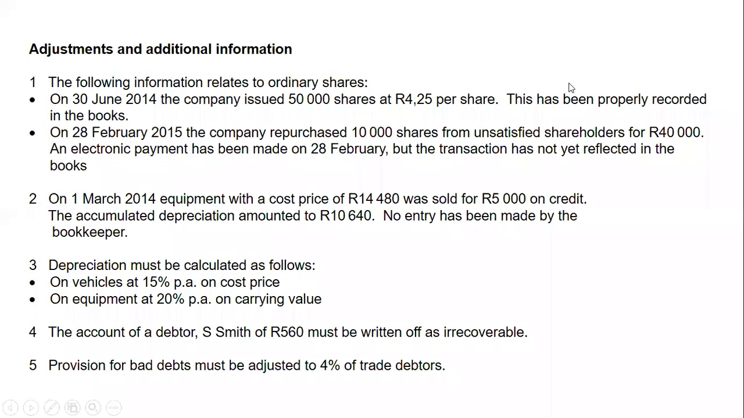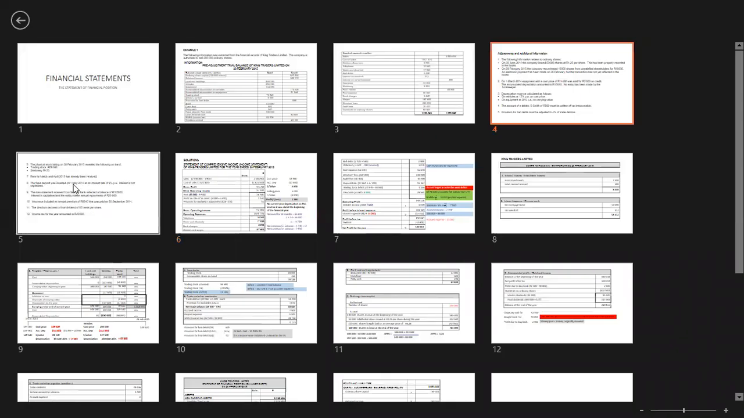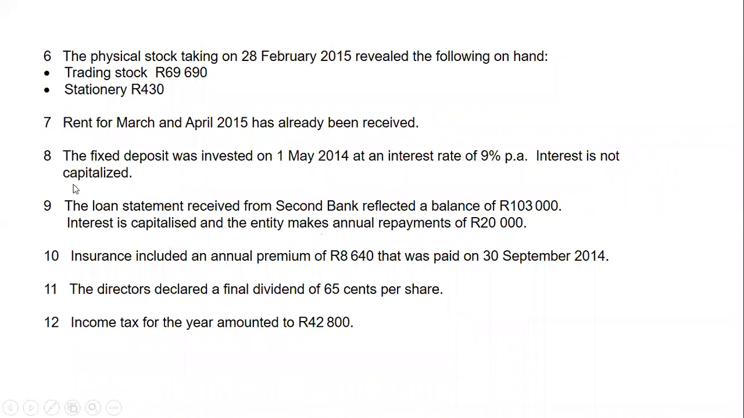The next transaction is about stock, okay? Physical stock taking on the 28th of February 2015 revealed the following: on hand trading stock will be 69,690. So it simply means when we went to our warehouse to count stock, that's how much stock we found. Okay, so this is accurate. So stationery, that's the stationery we actually found in the warehouse. It means that stationery will be your consumable stores.